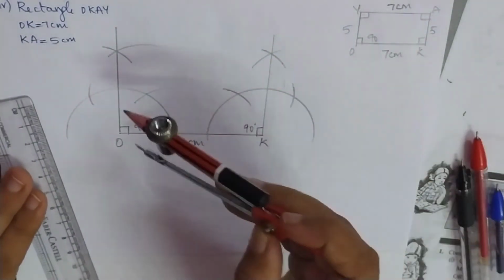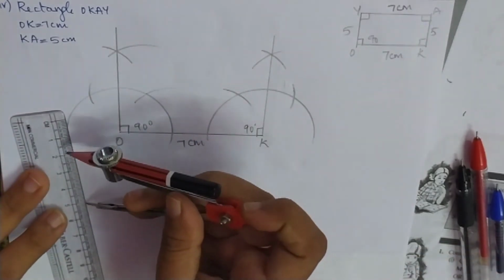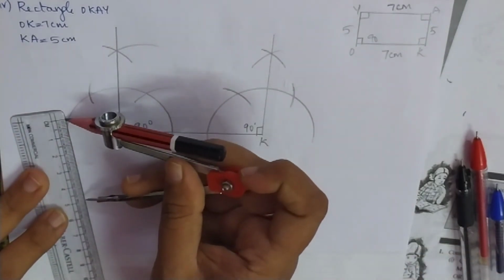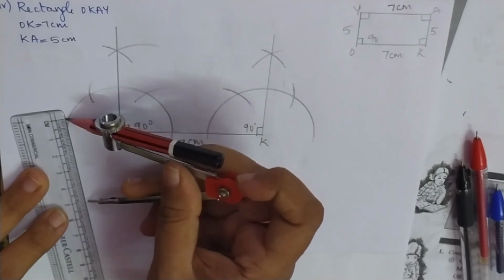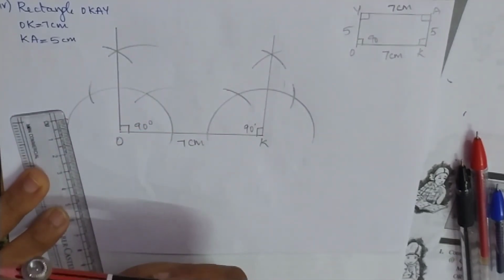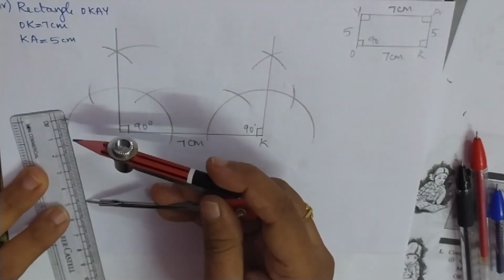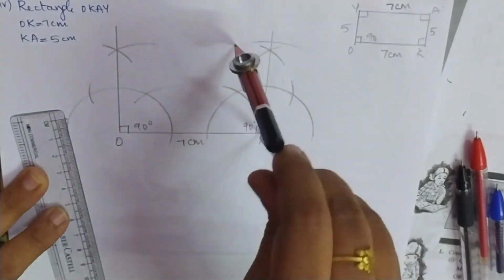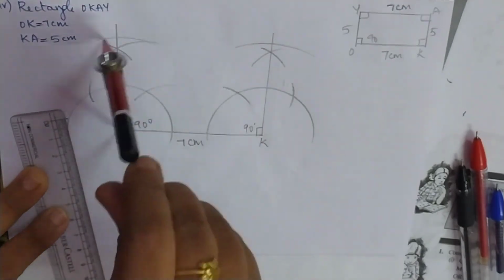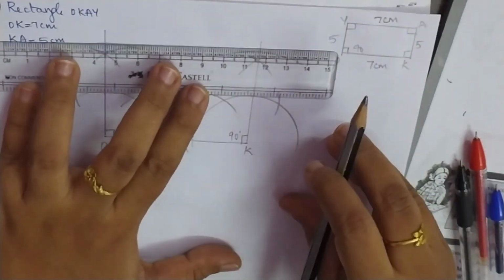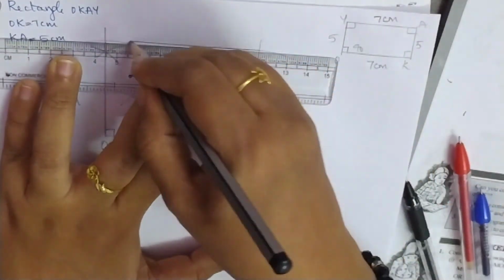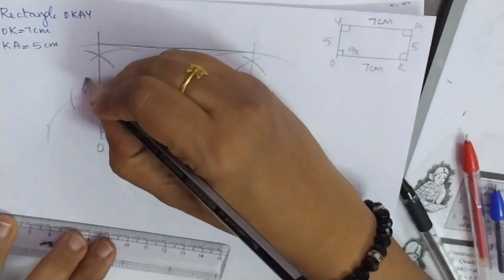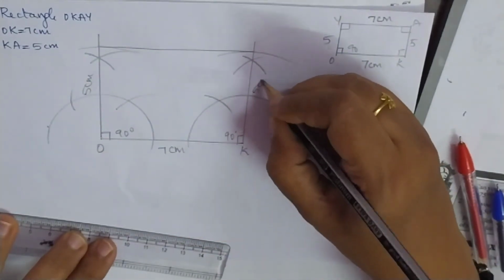Now, OY is 5 centimeters. So open your compass for 5 centimeter and draw an arc. So 5 centimeter here and 5 centimeter here. Join both the points. So this is 5 centimeter and this is also 5 centimeter.